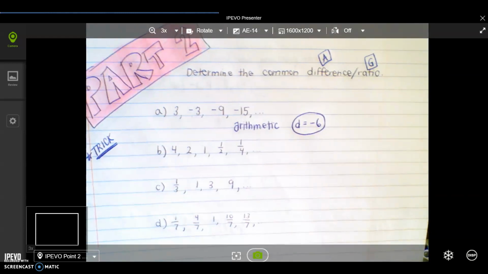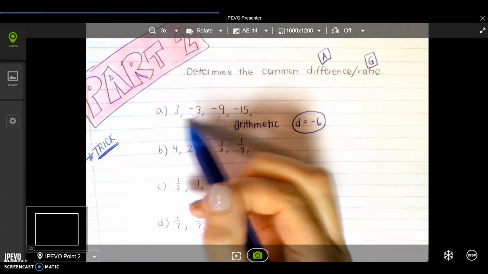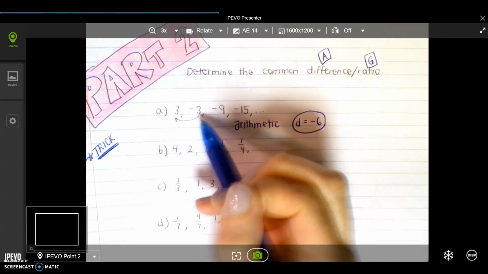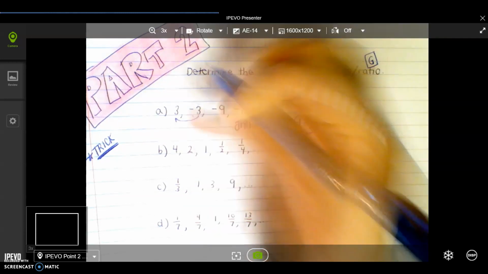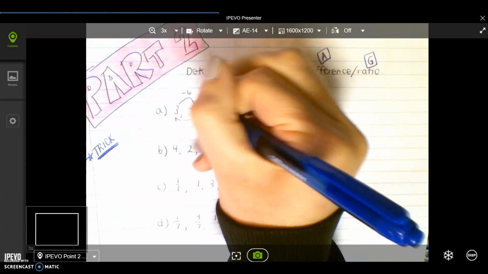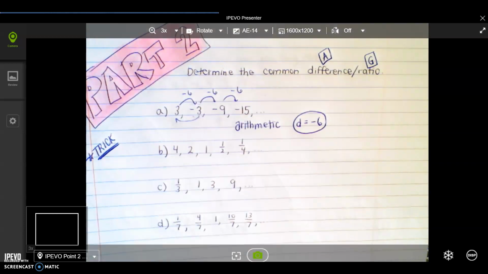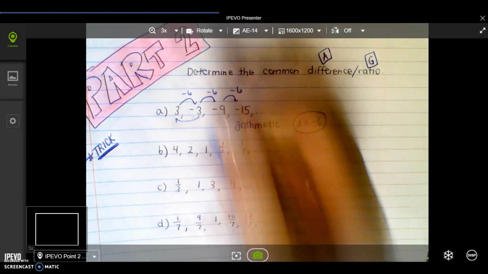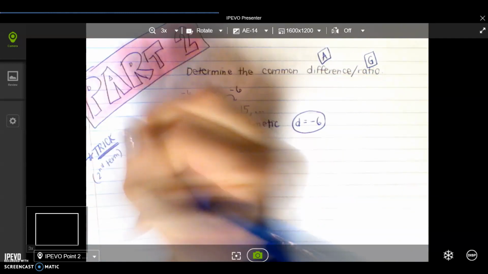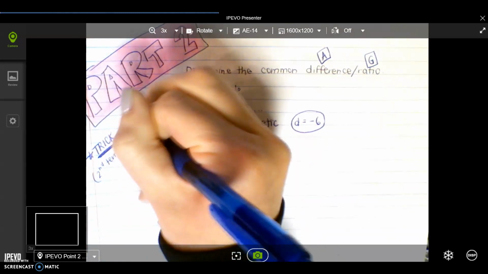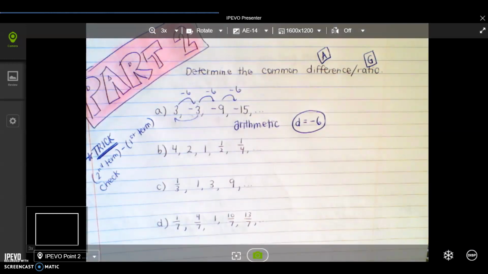To figure out the pattern, you can take the second term and subtract the first term. So do the opposite of adding, subtract the first term. -3 minus 3 is -6. And then I test to see if that is the pattern. And it is. So the trick again was to take the second term minus the first term, and then check and see if that was your pattern.